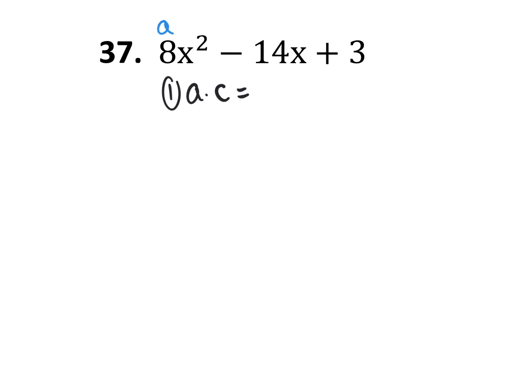What is the c value? 3. Okay, so we're multiplying 8 times 3, and that gives us 24. Okay, so that's the answer for step 1.